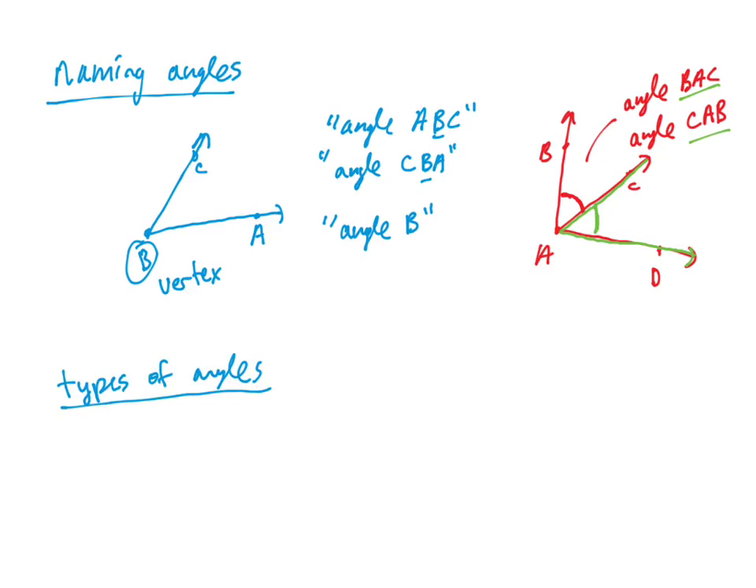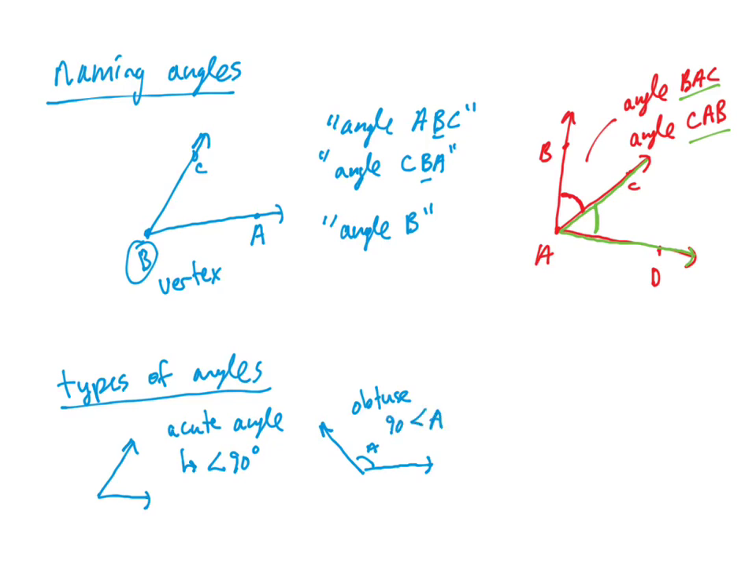Next, we want to talk about the different types of angles. We could have an angle that is less than 90 degrees. We call this an acute angle. And that's just less than 90 degrees. We can have an obtuse angle, which is anything greater than 90, but less than 180. So an obtuse is going to be an angle, let's call this angle A. Angle A is greater than 90 degrees, but less than 180 degrees.